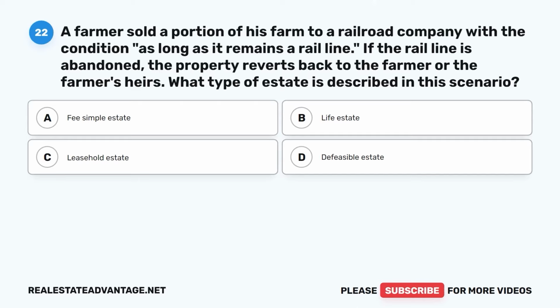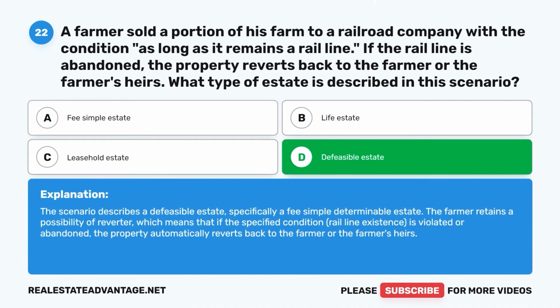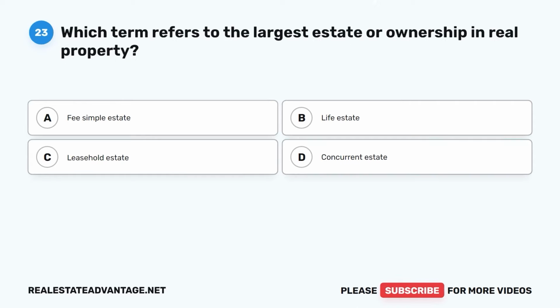A. Fee simple estate. B. Life estate. C. Leasehold estate. D. Defeasible estate. The correct answer is D. Defeasible estate. The scenario describes a defeasible estate, specifically a fee simple determinable estate. The farmer retains a possibility of reverter, which means that if the specified condition, rail line existence, is violated or abandoned, the property automatically reverts back to the farmer or the farmer's heirs.